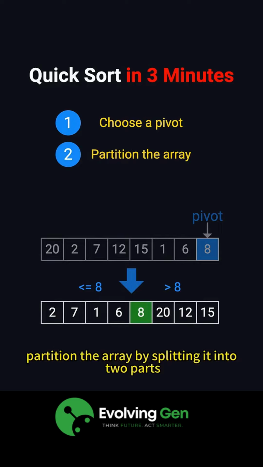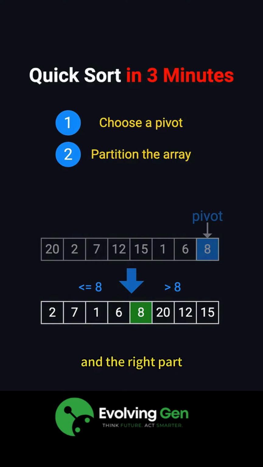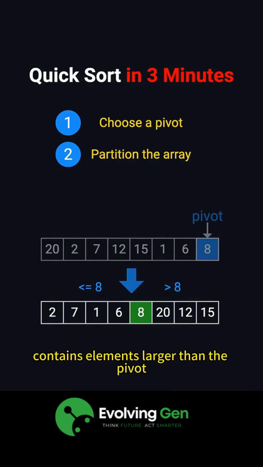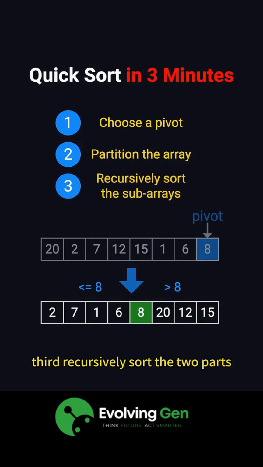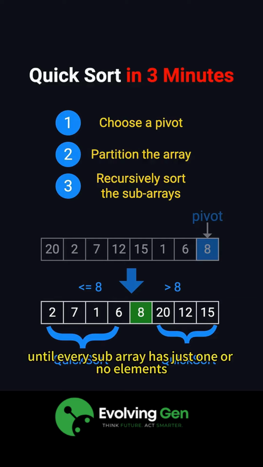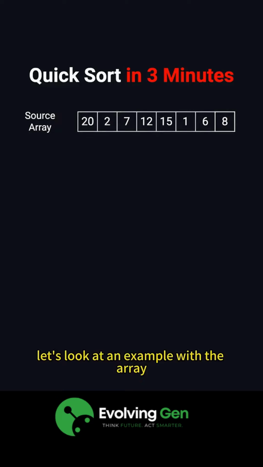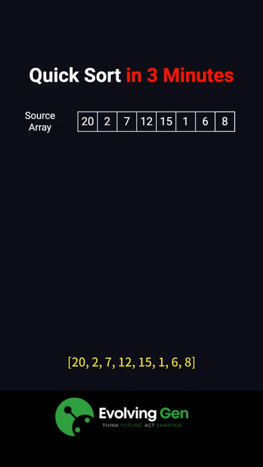Second, partition the array by splitting it into 2 parts. The left part contains elements smaller than the pivot, and the right part contains elements larger than the pivot. The pivot ends up in its final sorted position. Third, recursively sort the 2 parts. Repeat this process for each part until every subarray has just 1 or no elements, and the array is fully sorted. Let's look at an example with the array 22, 7, 12, 15, 1, 6, 8.